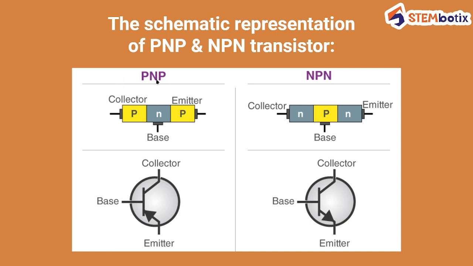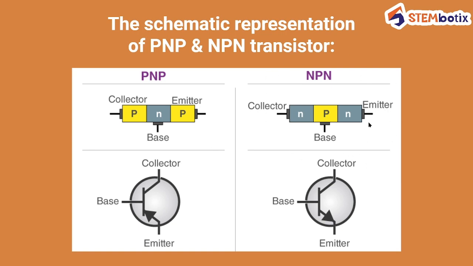In a PNP transistor, as you can see, the emitter and collector are positively charged, or you can say they are positive semiconductor material. So whenever you connect your PNP transistor, you always have to connect the emitter terminal with the positive terminal of the battery. This is P type, hence this positive region will be connected to the positive terminal of the battery.